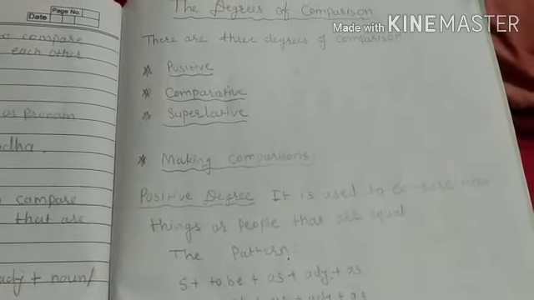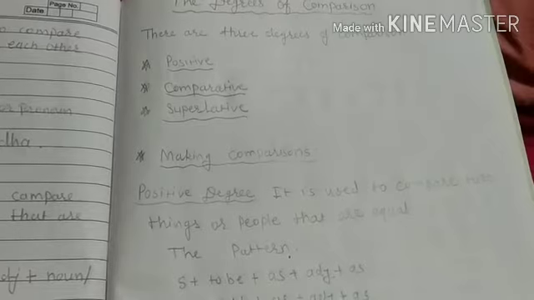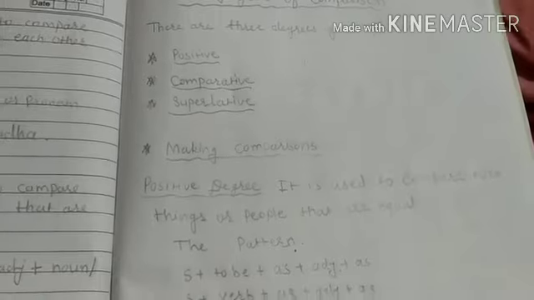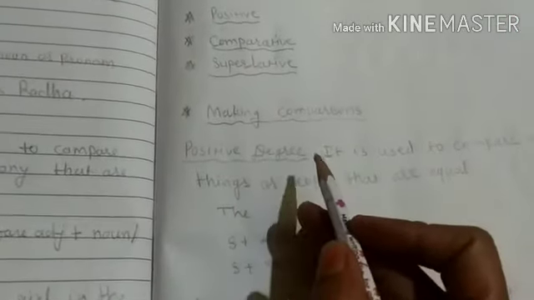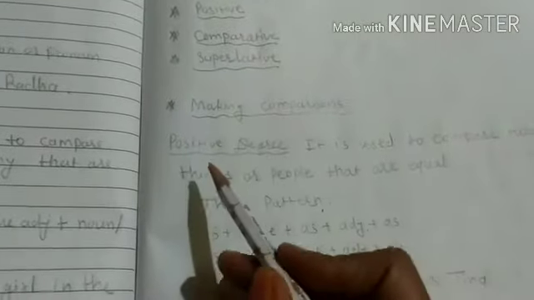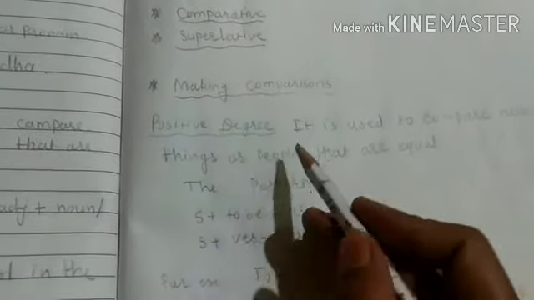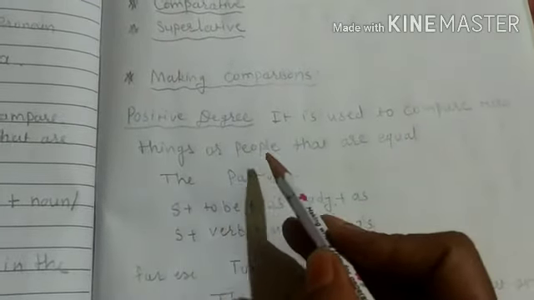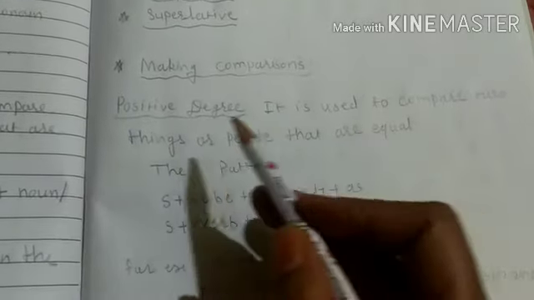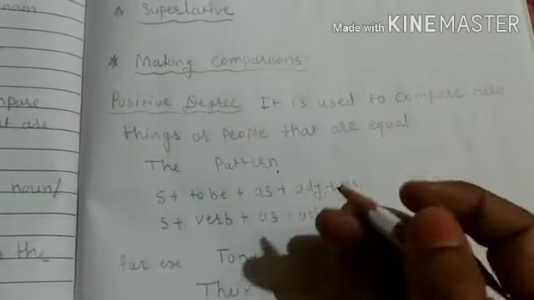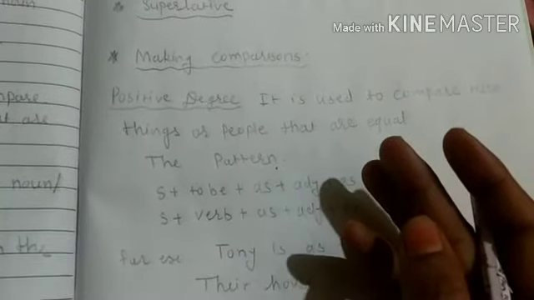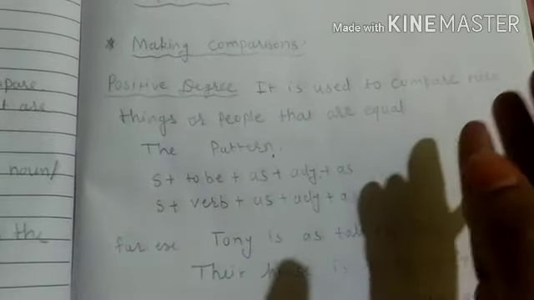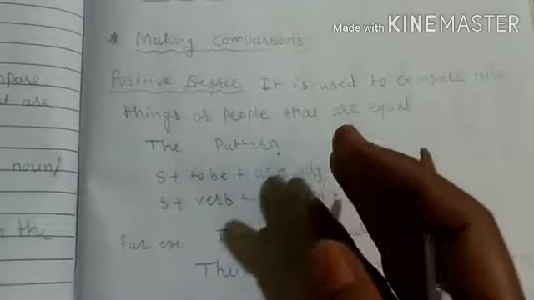So for this comparison we have 3 degrees of comparison: positive degree, comparative degree and superlative degree. Let's see first how to make comparison by using these 3 degrees. First, positive degree. What is the use of positive degree? It is used to compare two things or people that are equal. So we use positive degree to compare two objects or two things or people who are the same, to compare their same qualities.